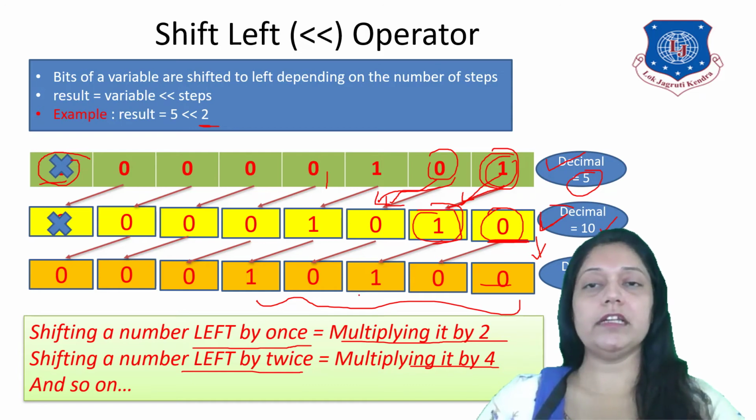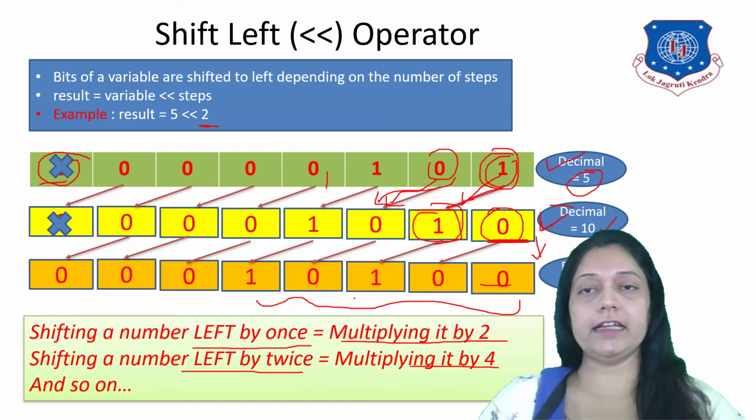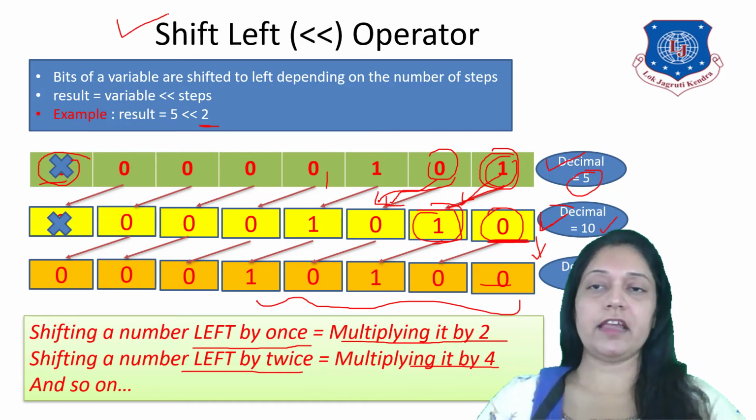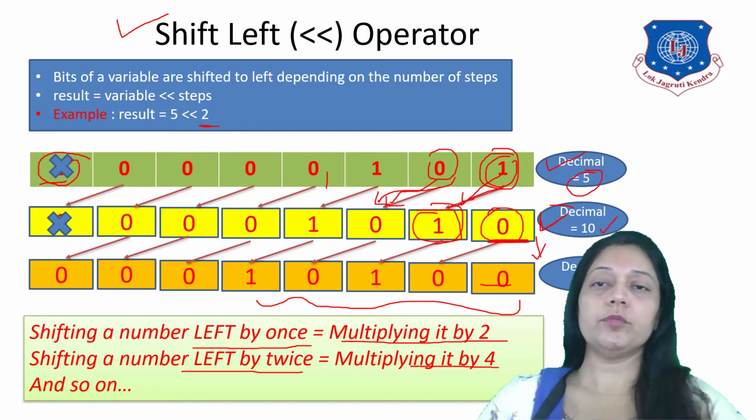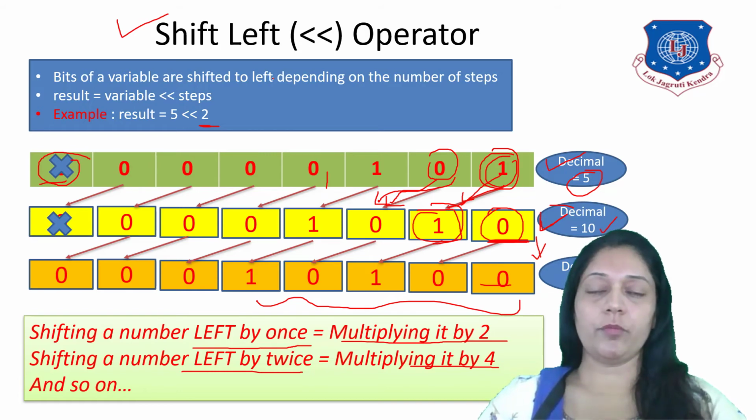So if you want to multiply a number by 2, 4, 8, and so on, you can use the shift left operator. Instead of using multiplication, you can use the shift left operator. The advantage of the shift left operator is that it is faster compared to the multiplication operator.